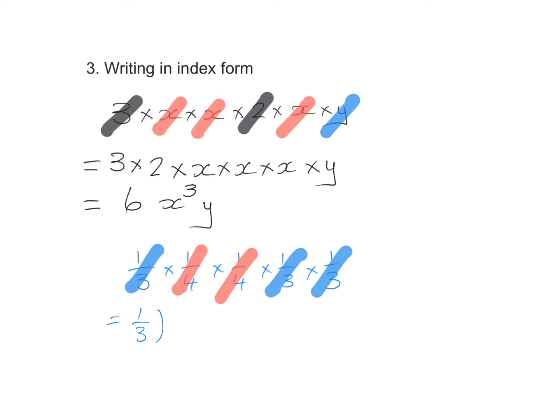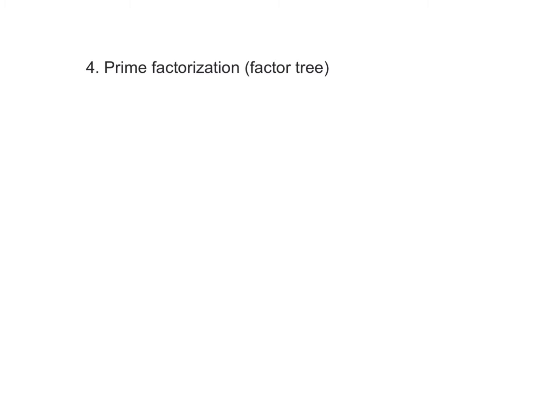1/3, and we'll put it in brackets. And how many thirds have we got? We've got 1, 2, 3, so that goes to the power of 3, multiplied by 1/4, and we've got 2 of those, and that would be our answer.